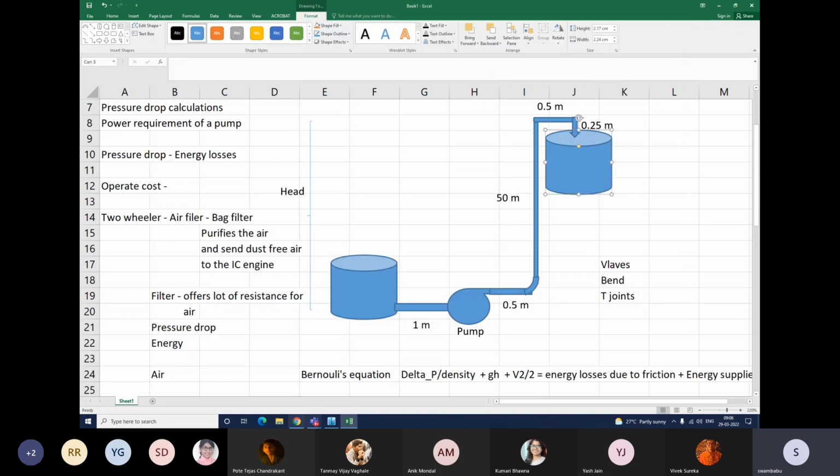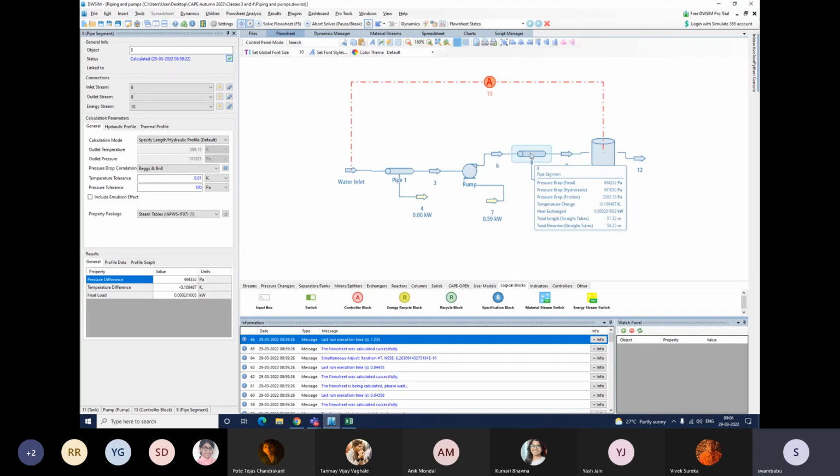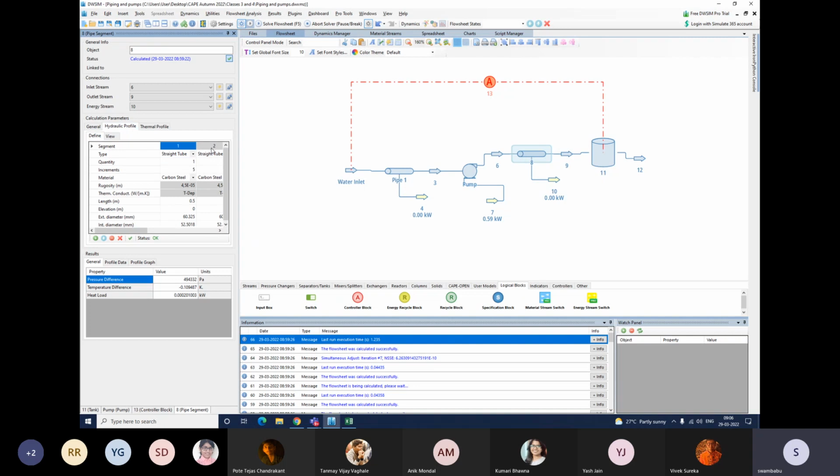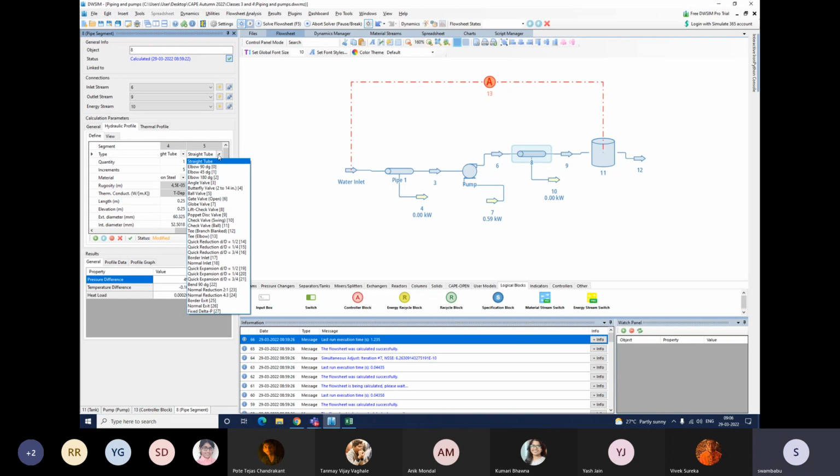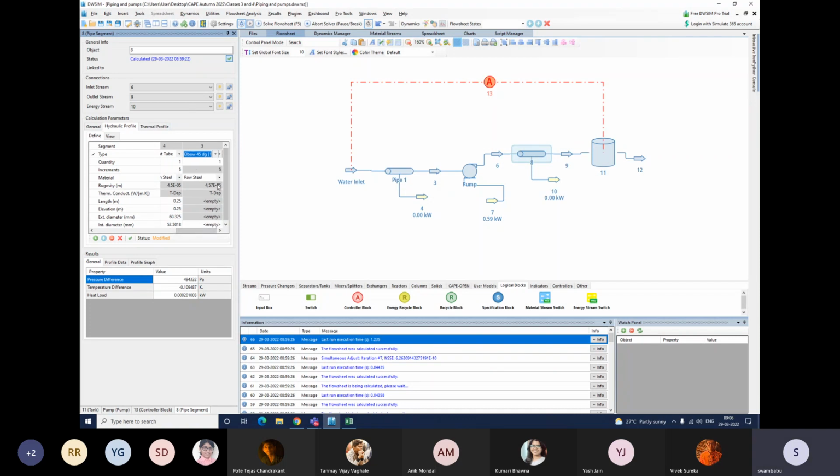So we can also add bends here. Suppose we have a bend here, we can add a bend here, like we have this pipe segment in the hydraulic profile. So if we go to the fifth one, we can have an elbow of 90 degrees. The bends are defined here as elbows: 45-degree elbow, 90-degree elbow, and 180-degree elbow. So right now, let's say this is a 45 elbow, and the quantity is 1.